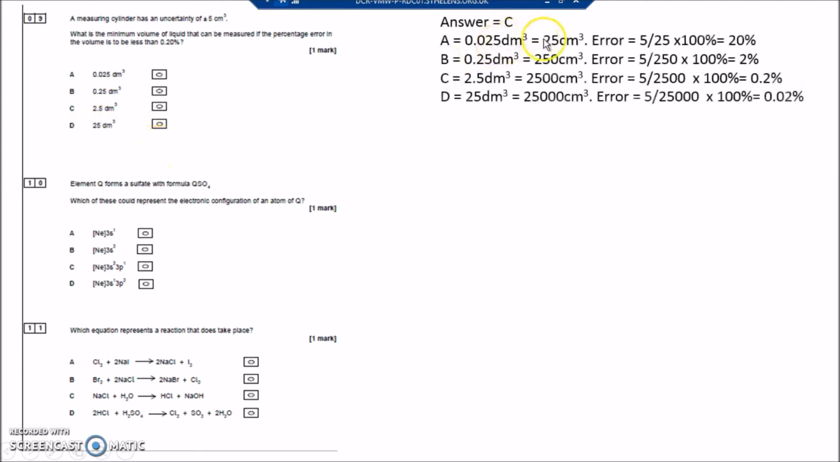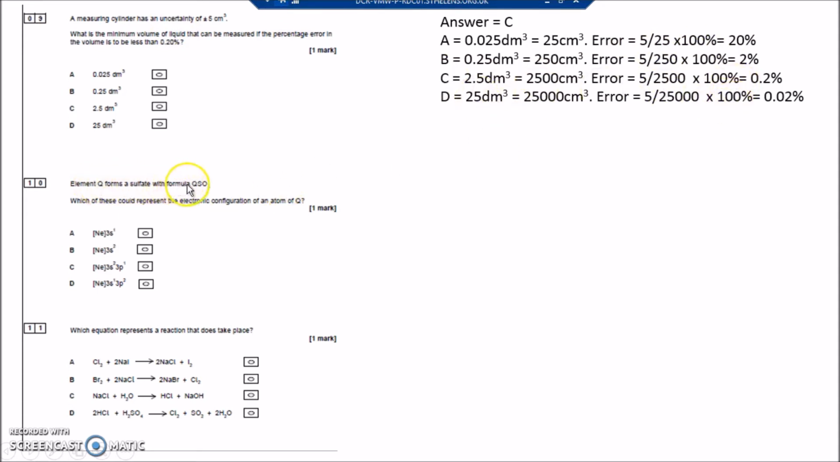Then what you do is, once you've converted them all, you take the 5, which is how far out it could be, divide by the volume and multiply by 100%. So your answer is C. So if you note, actually, the larger the volume that you're measuring, the lower the error, because it's the uncertainty divided by the volume that you're measuring out, multiplied by 100%. But your answer is C.